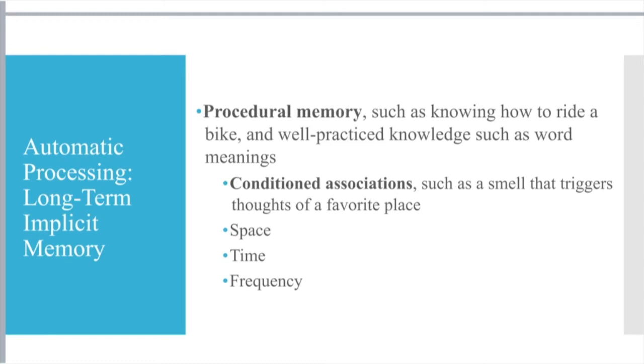Information about time, such as retracing a sequence of events if you lost something. And then lastly, information about frequency, such as thinking, I just noticed this is the third driver I've passed today who has been texting, right? So all of these kind of fall under automatic processing.